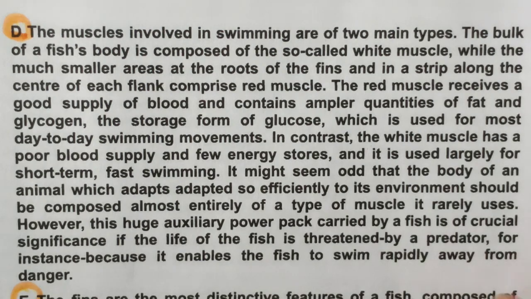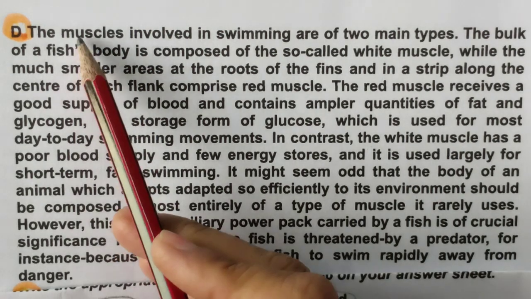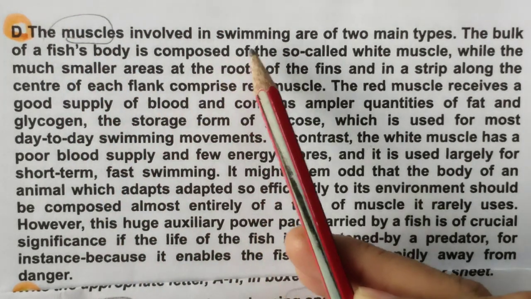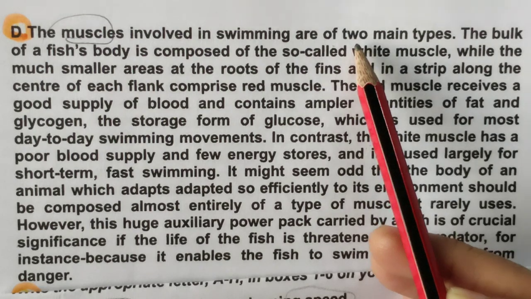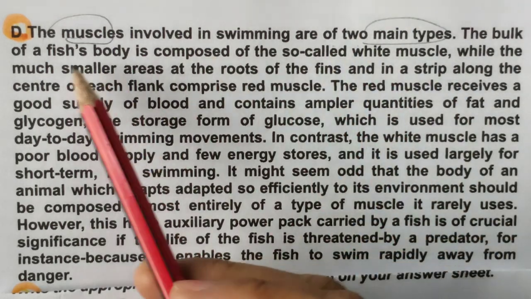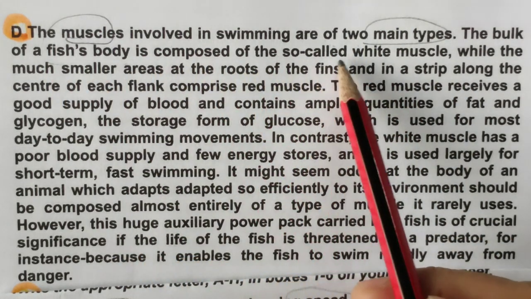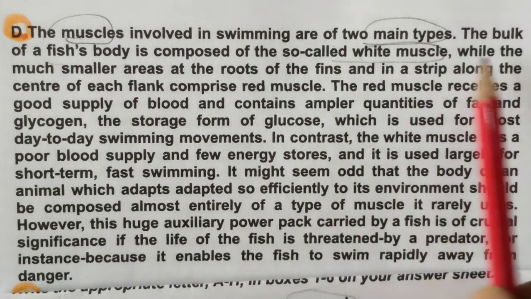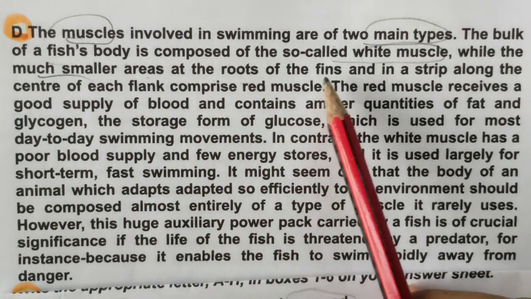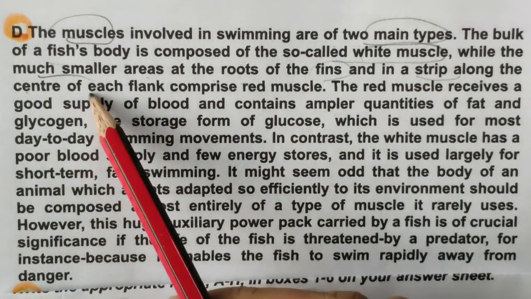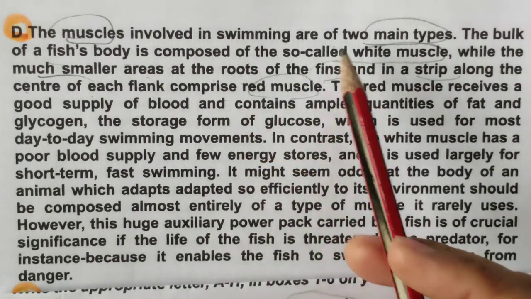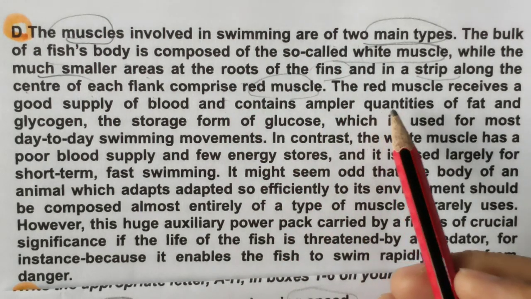Now D paragraph, I am showing you the full D paragraph. The muscles involved in swimming are of two main types. The bulk of a fish's body is composed of so-called white muscle, while the smaller areas at the roots of the fins and in a strip along the center of each flank comprise red muscle. So they are talking about two types of muscles.